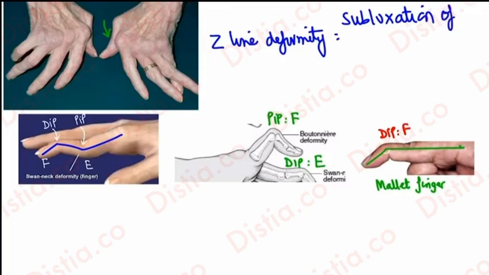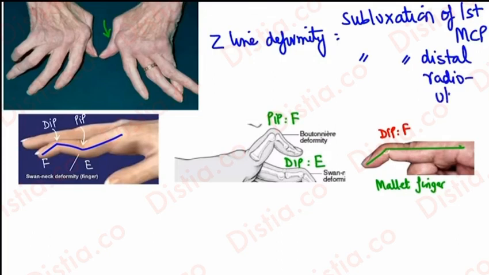Like in Z-line deformity, here we'll talk about subluxation of the first metacarpophalangeal joint. So keep the words in your mind very clearly. There are two things happening here. There are two subluxations written in literature. One is the subluxation of the first MCP, and the second is subluxation of the distal radioulnar joint. Now he can obviously make it proximal, and he might ask what is the incorrect statement or what is the correct statement about Z-line deformity. The message is that there are two subluxations, one at the first MCP, second at the distal radioulnar joint.